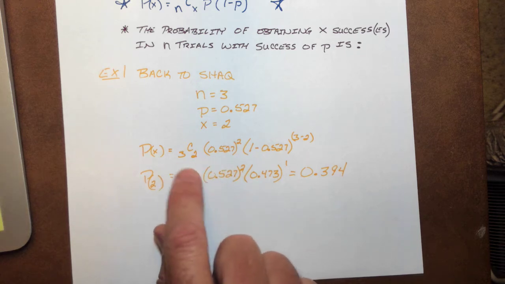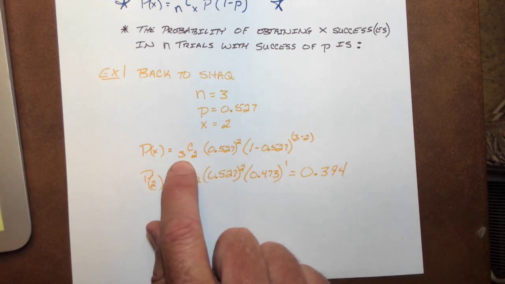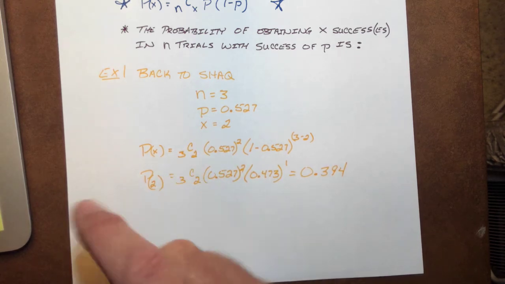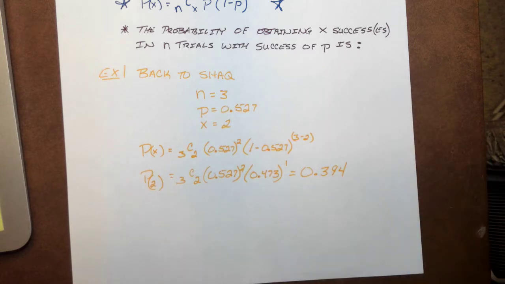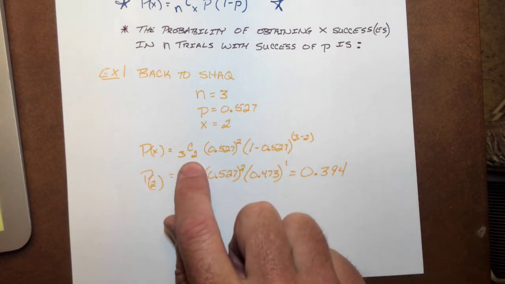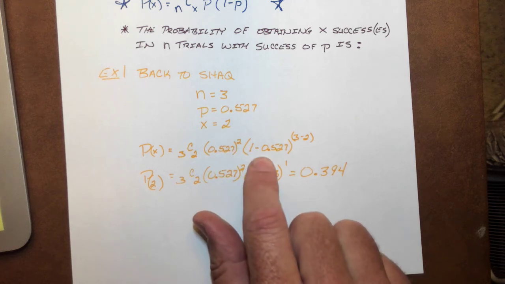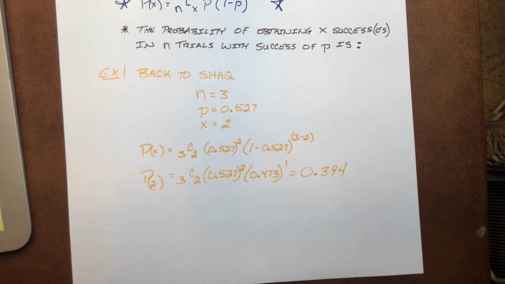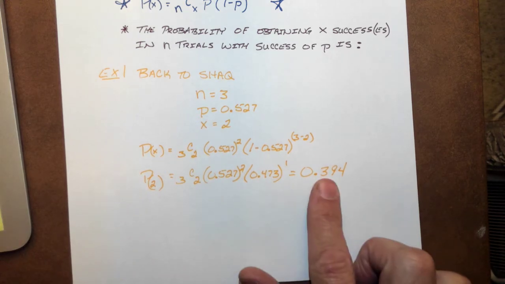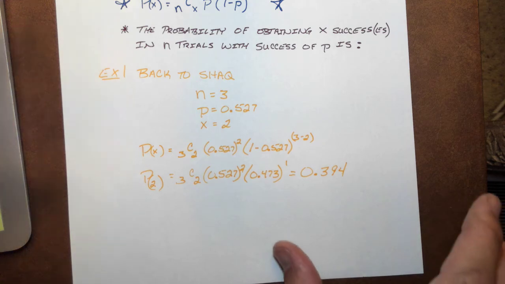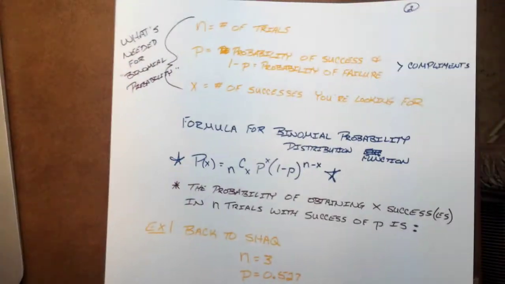So this formula, once again, combination, 2 out of the 3. That takes all your different scenarios, so I don't have to be raising things all sorts of crazy ways. Success squared, failure to the first power. All right, 0.394. Very good. All right, let's see what we can come up with here.